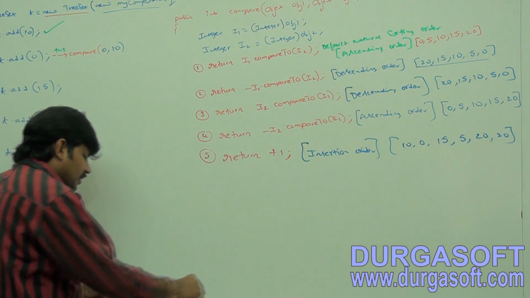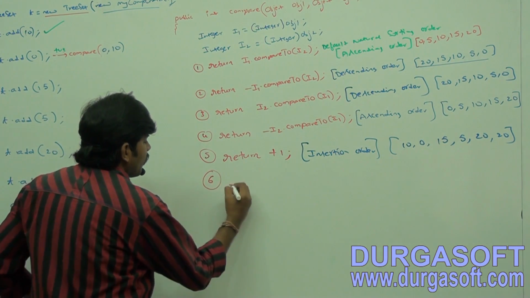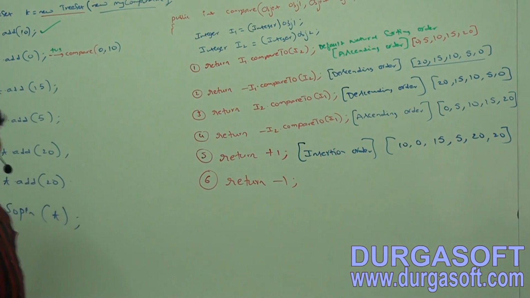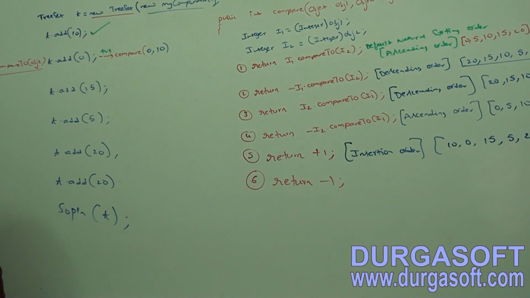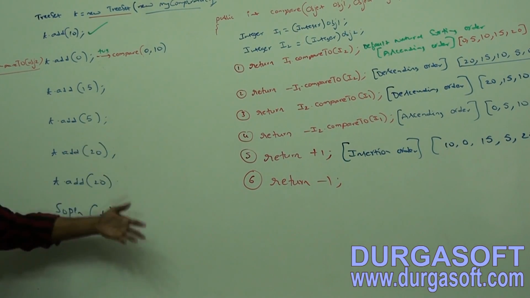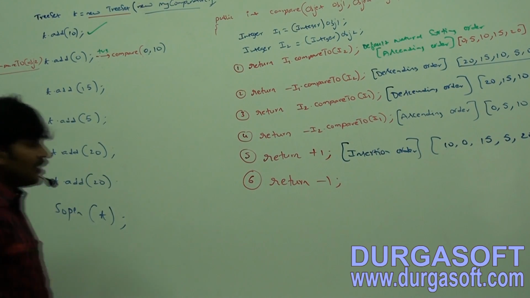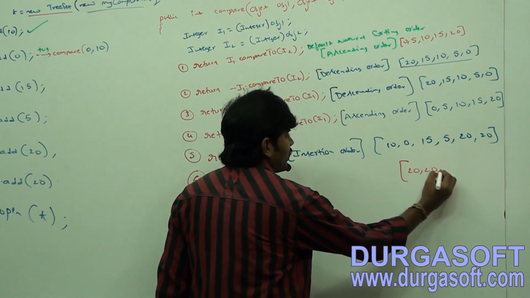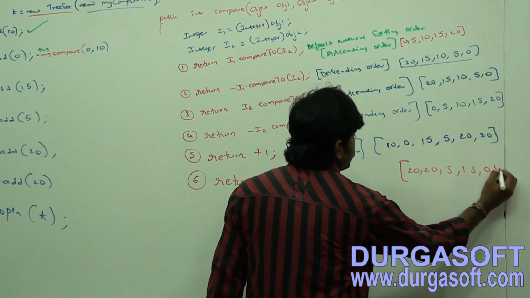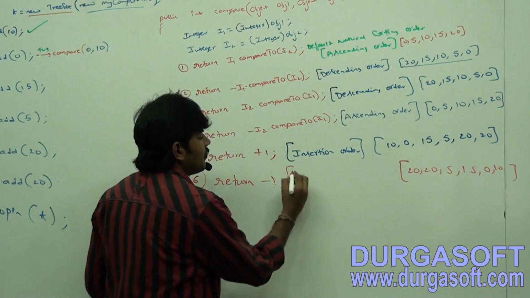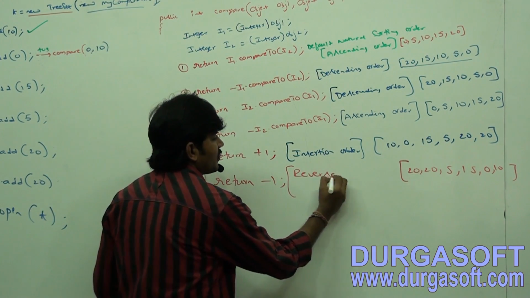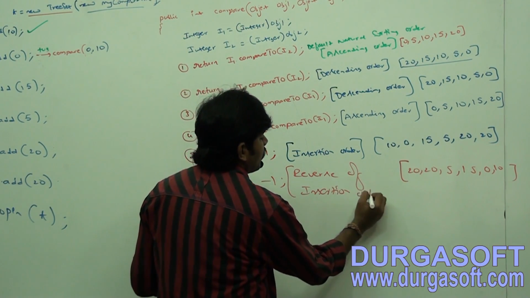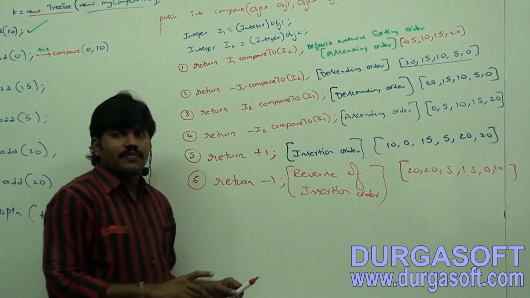Next one. Return minus 1, I'm taking. Can you tell what minus 1 means? Always before. Then what is the answer we are going to get? Can you spell out? 20, 20, 5, 15, 0, 10. Can I use the term reverse of insertion order or not? Reverse of insertion order.